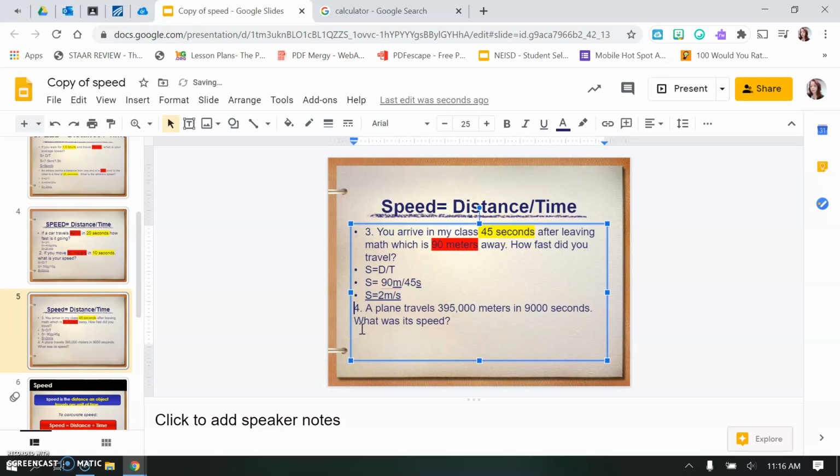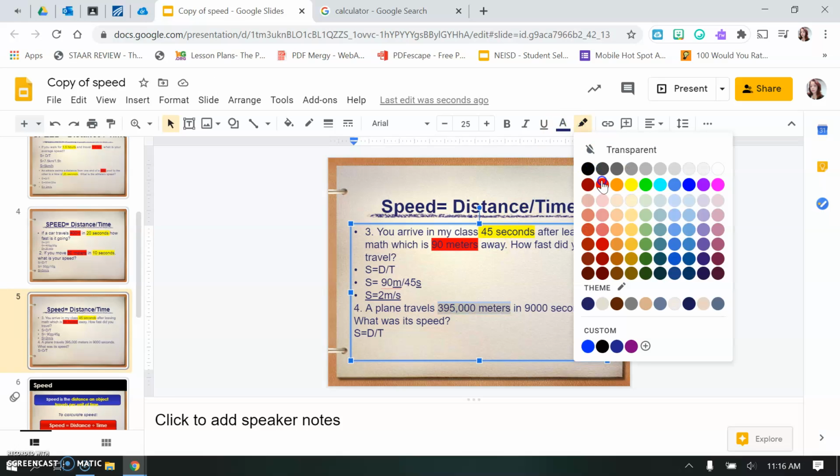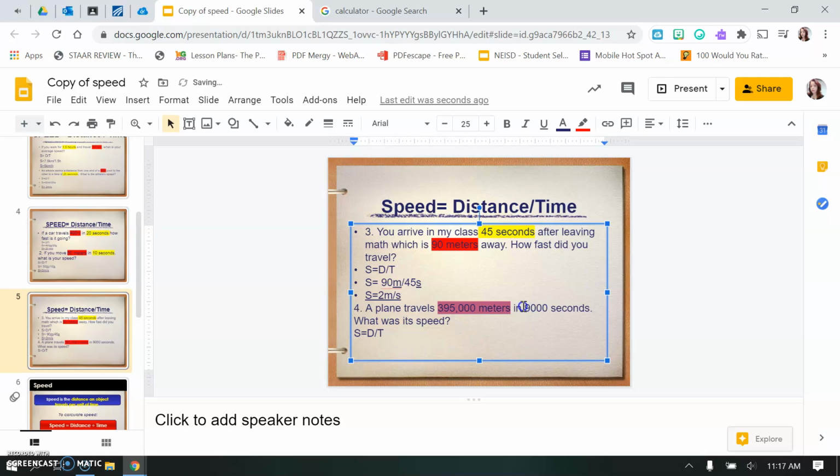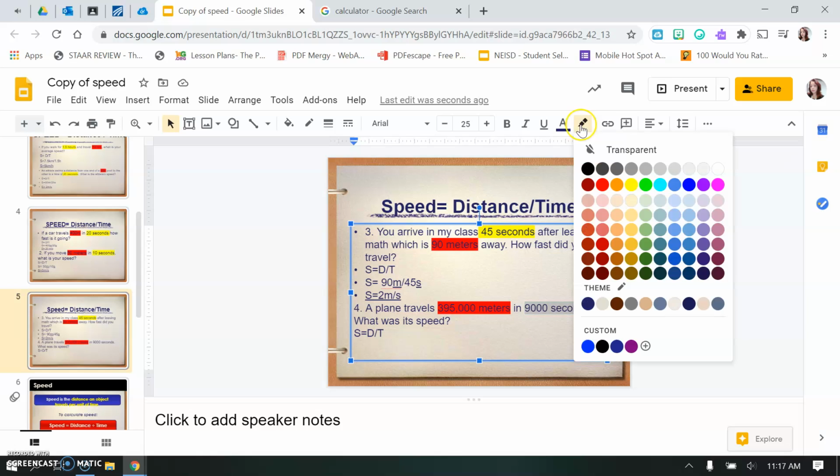Okay, next question, last question. A plane travels 395,000 meters in 9,000 seconds. What was its speed? So you need to remember your formula. Speed equals distance divided by time. So you need to find your distance. The plane traveled 395,000 meters. That's our distance. The meters are our distance. And it did it in 9,000 seconds. That's our time.